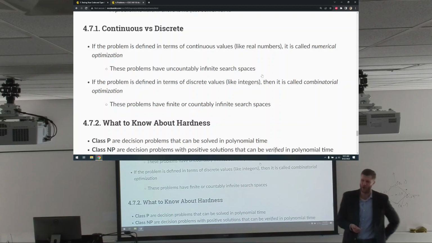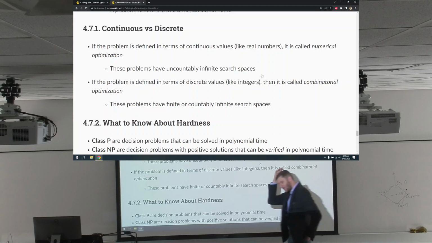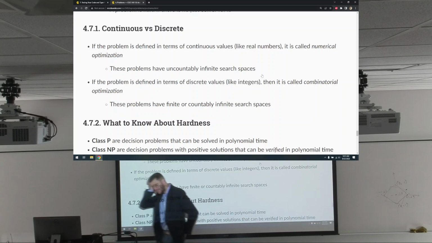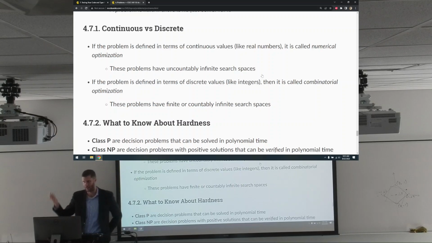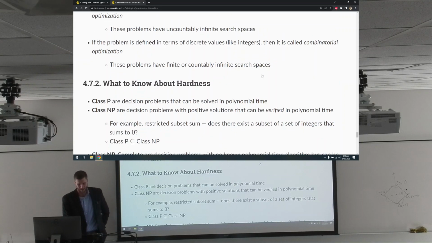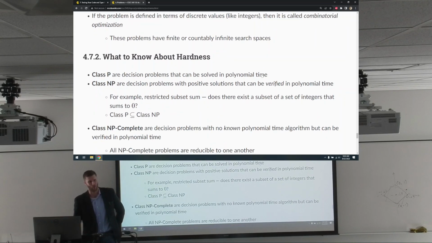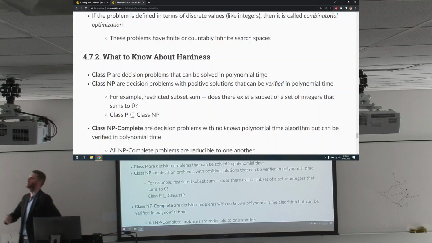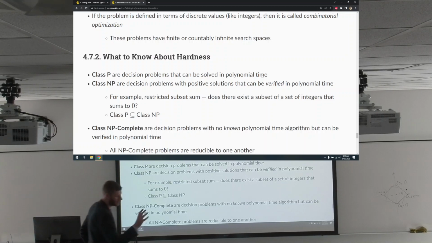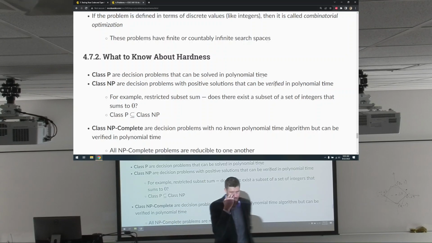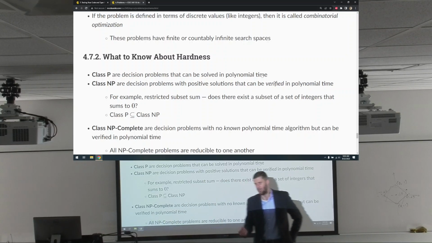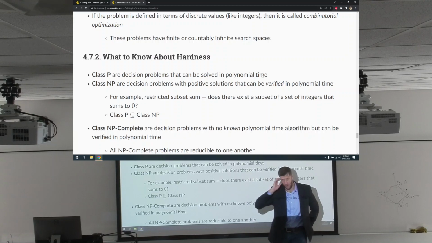So what to know about hardness? This is what I was talking about a moment ago, easy versus hard. Easy is we've got a quick solver for it, where quick is relative. And then hard is we don't have a quick solver for it. There are problems that are class P. All of these problems are framed as decision problems, but we could kind of ignore what that means. A decision problem would be like yes or no. But we could ignore that detail to get the gist of what's going on here.